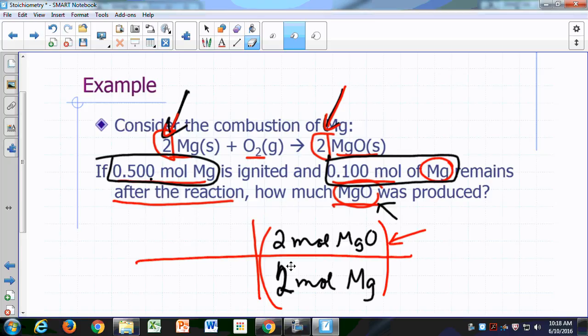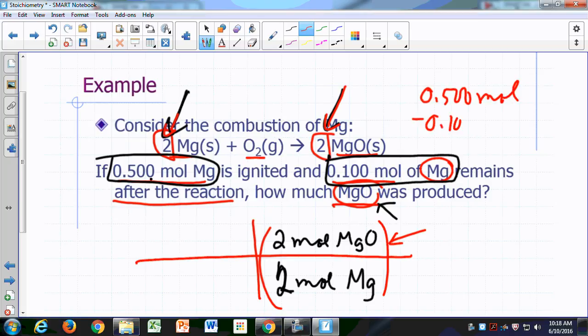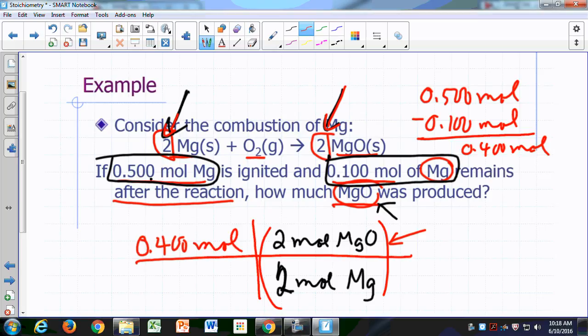What you have here is the change in the magnesium. So you started off with 0.5 moles of magnesium. You ended up with 0.1 moles of magnesium. The actual change is 0.400 moles of magnesium. So you'd say 0.400 moles of magnesium is the change in the amount of magnesium.